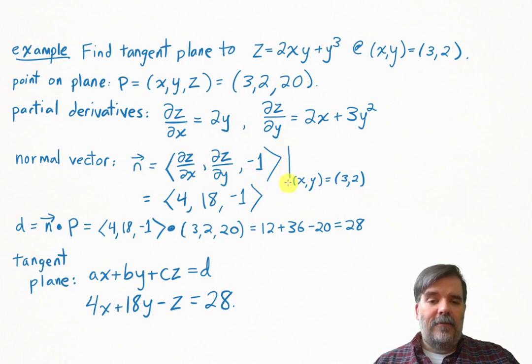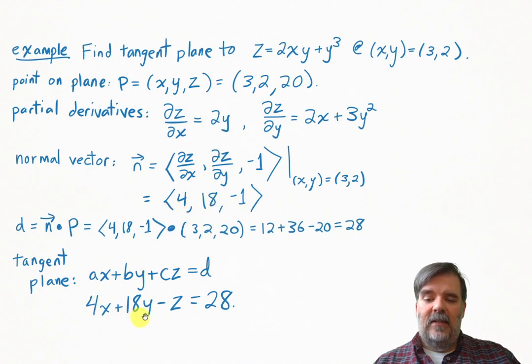So we need to evaluate these partial derivatives at the point x, y equals 3, 2. So plug these values in. Plug 2 in for y, you get 4 for this first part. Plug 3 in for x and 2 in for y, we'll get 18 and -1. That's going to give us the coefficients in the equation of the tangent plane.